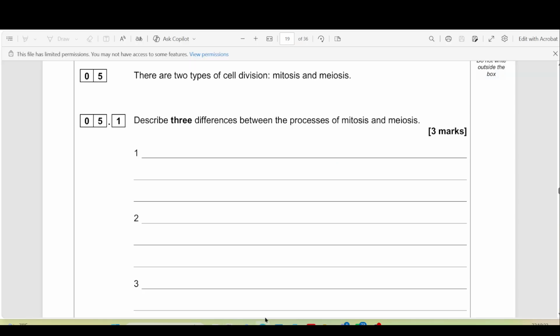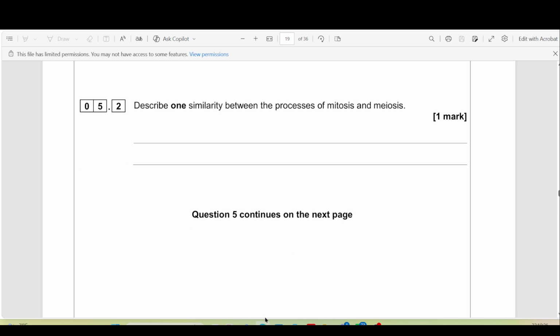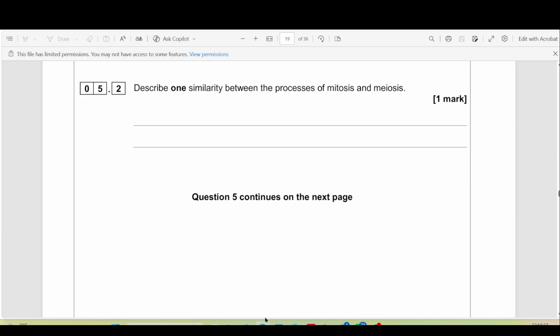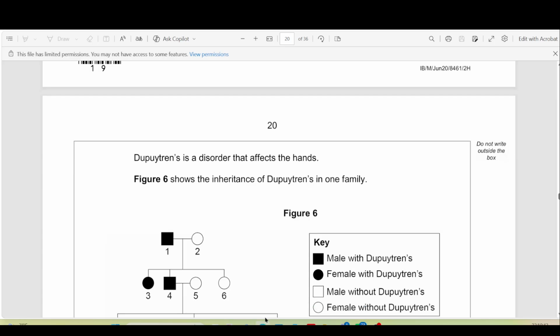Describe one similarity between the process of mitosis and meiosis. They both have daughter cells. In both of them, DNA replication takes place for copying. I just said they both produce daughter cells.